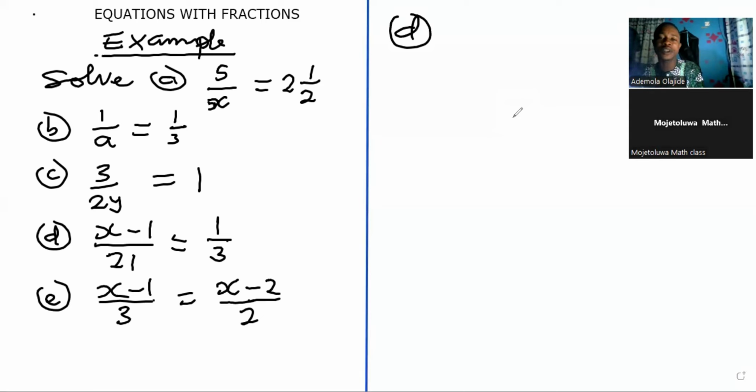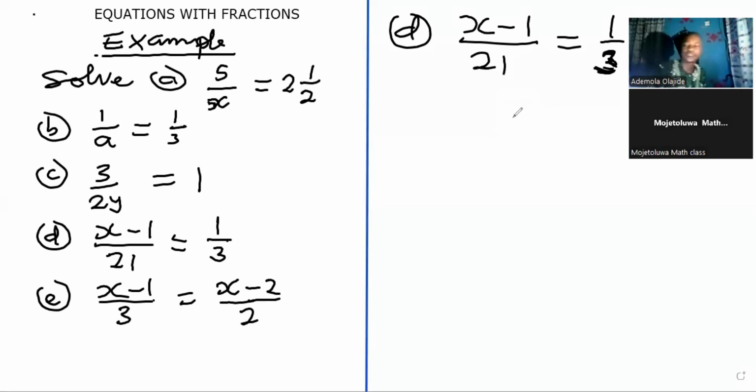For the D part, we are given x minus 1 over 21 equals 1/3. Look at this. The whole of this one, is it a single fraction or not? The left side of the equal sign. Is it a single fraction we have there or more than one fraction? This is more than one fraction. Check.